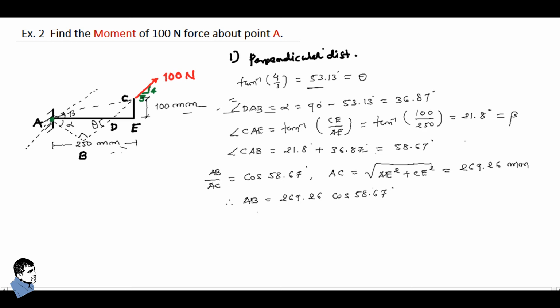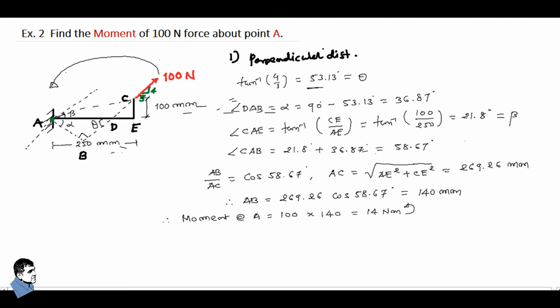Now we calculate the moment. The distance is available, the force is also available, so the moment at point A equals the force, that is 100 Newton, multiplied by the distance, that is AB. We can calculate that AB. The AB value turns out to be 140 mm, so we put that 140 mm here. The answer would be, if you multiply and convert to Newton meter, 14 Newton meter with the direction anti-clockwise, because this force rotates about point A in the anti-clockwise direction.